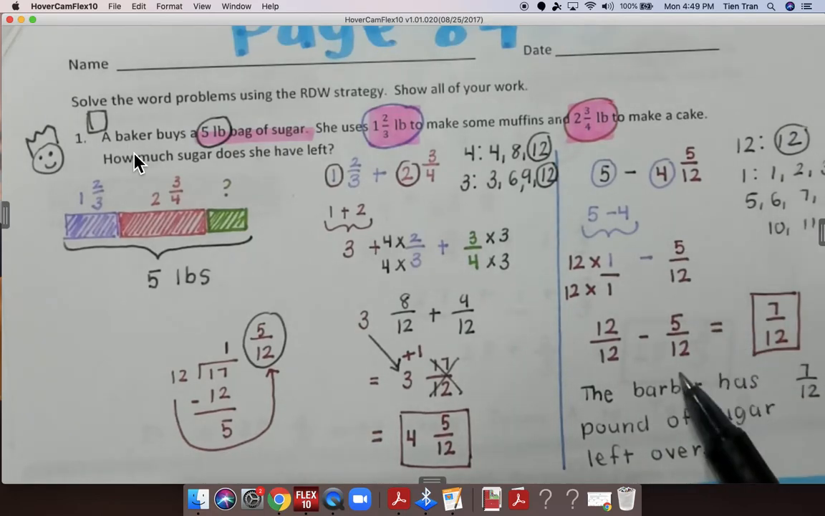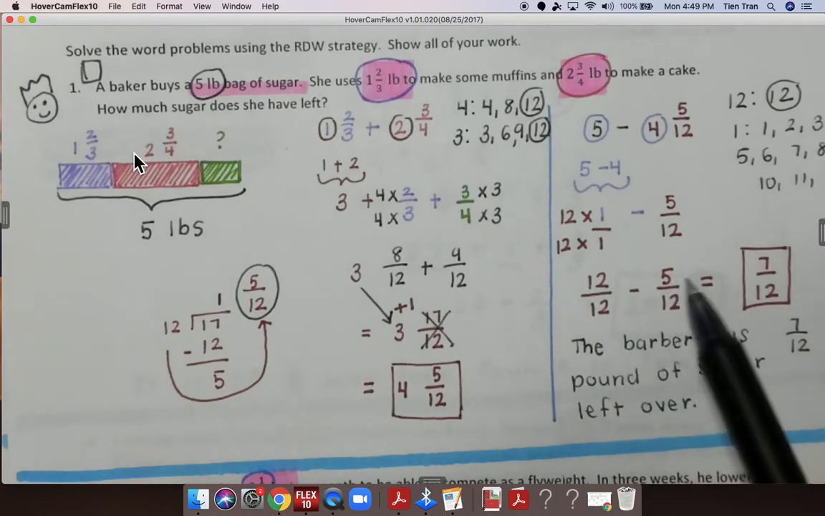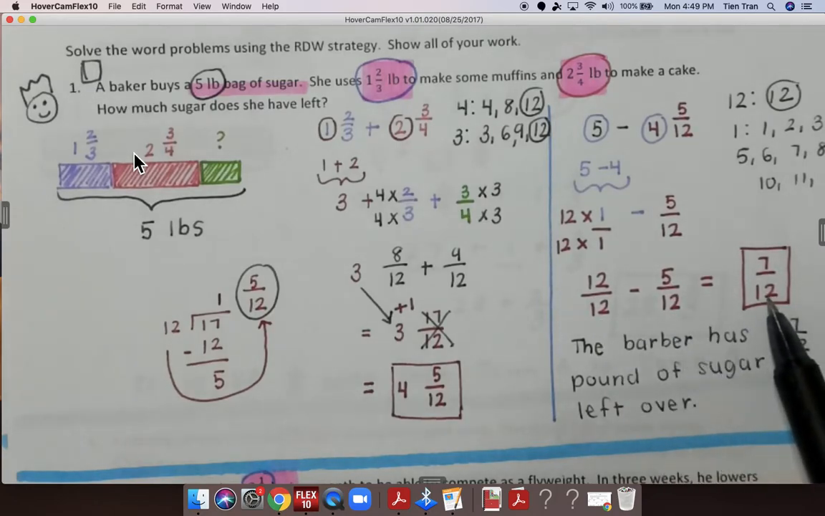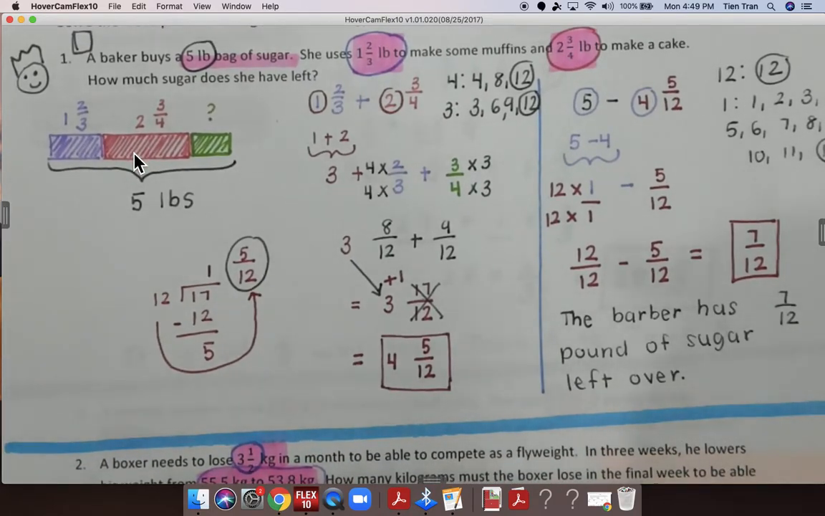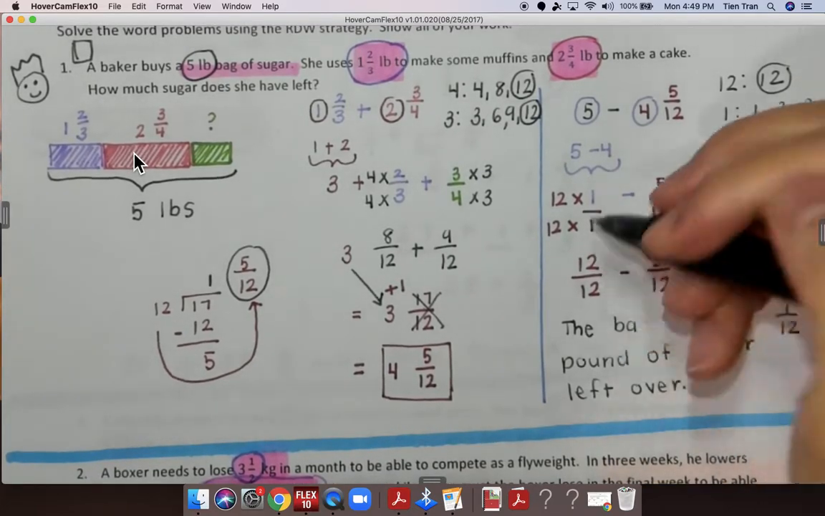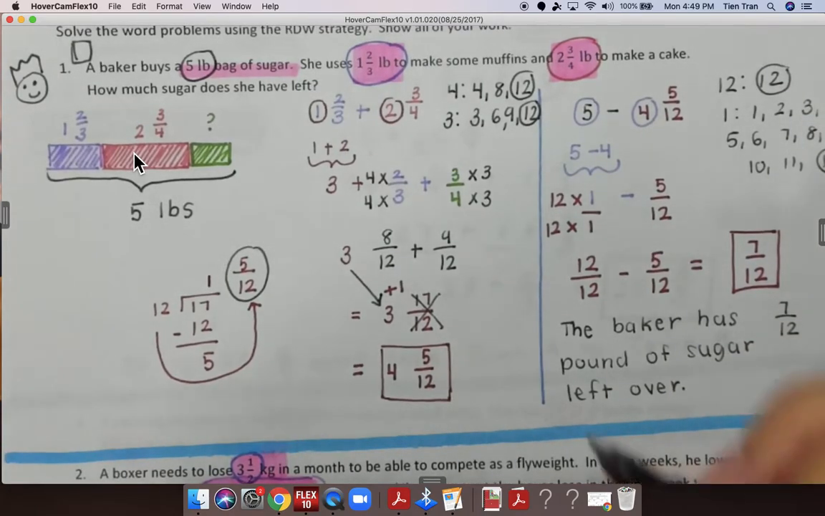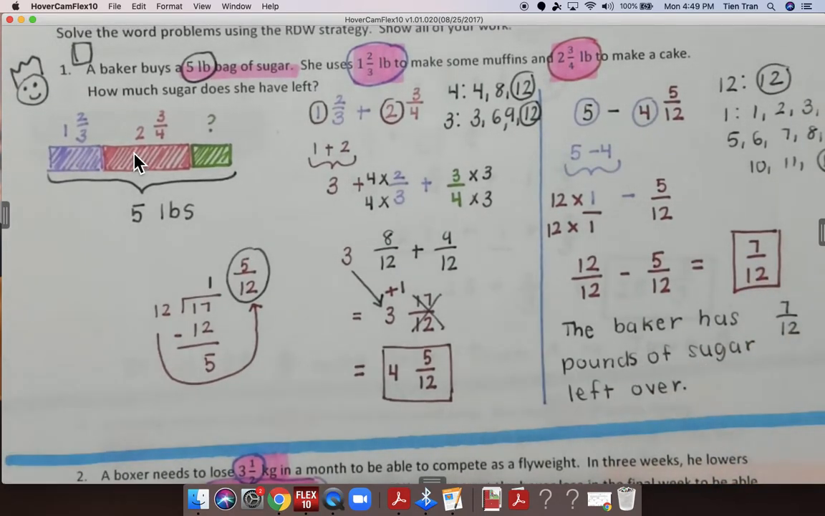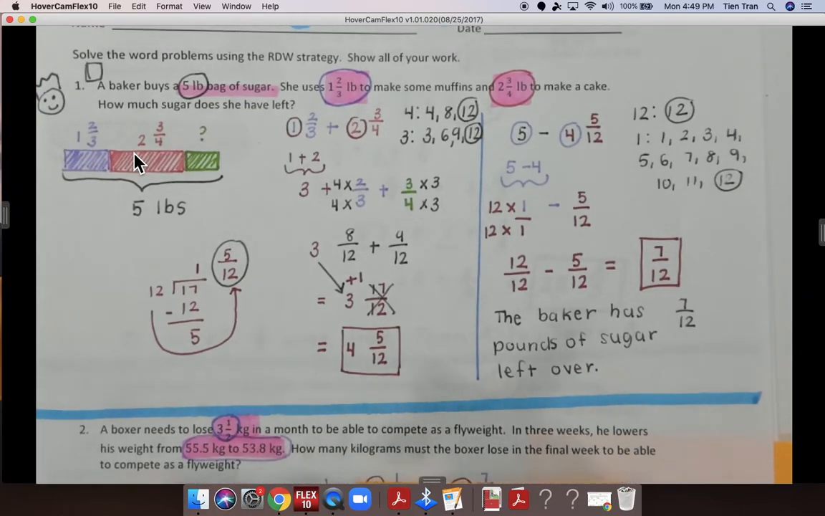5 twelfths, I bring it right down. 12 minus 5 is equal to 7, and my denominator is 12. So the baker, why did I put barber? The baker. Silly me. The baker has 7/12 pounds of sugar left over. So that's my final answer. I'm going to zoom out a little bit so you guys can see that.